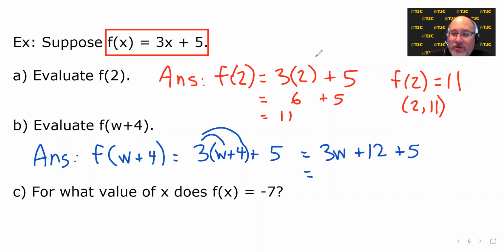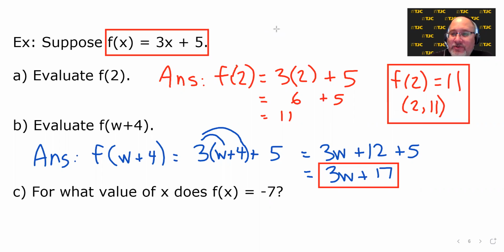And then we gather like terms. 3w is the only w term. 12 plus 5 is 17. We cannot combine the 3w and the 17. They are not like terms. One has a w, one does not, which means this would be our final result. Put boxes around the final results. All right, so don't be afraid to substitute something bigger than a single number into a function. It plays out the exact same way. You just have to proceed with caution.